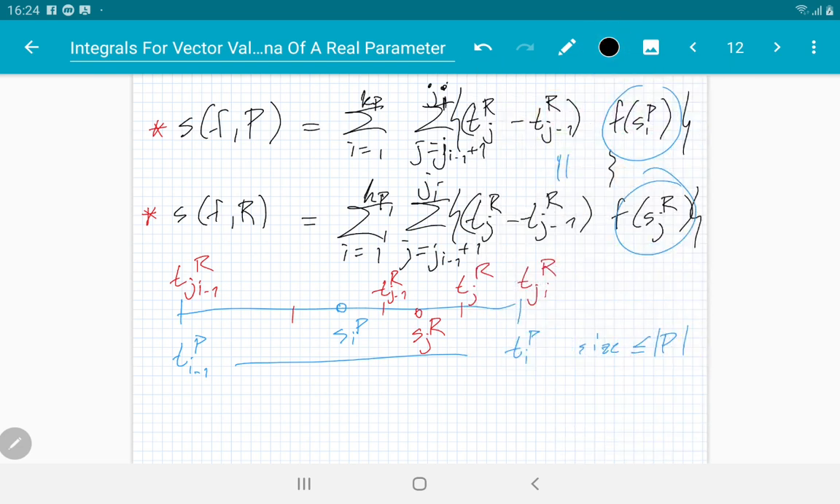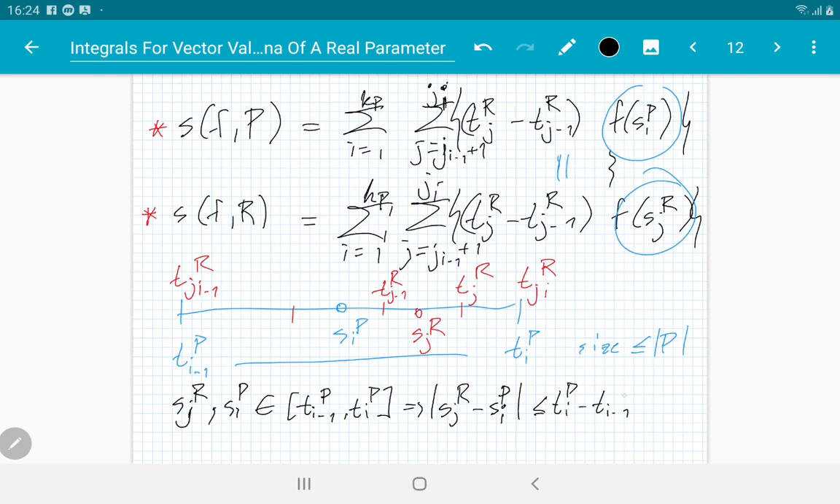The observation, which you can make precise, is that both S_J^R and S_I^P belong to this interval from T_{I-1}^P to T_I^P. Remember, I'm fixing indices above, and I'm comparing the corresponding S_J^R and S_I^P at the bottom. They're both in the same interval, so the distance is at most the length of the interval, which is at most the size of P.